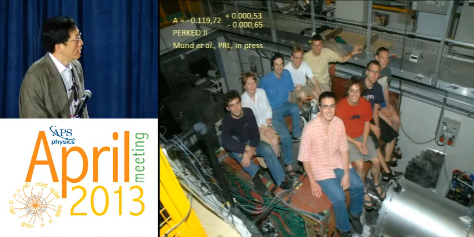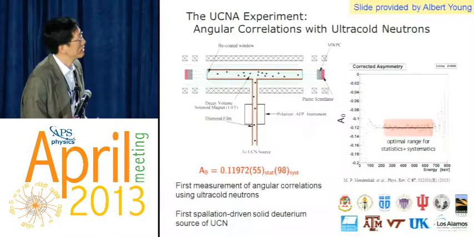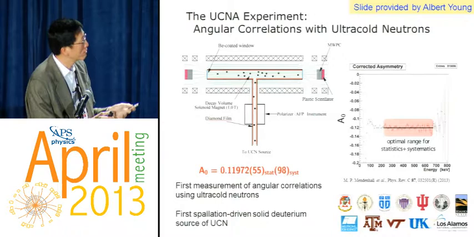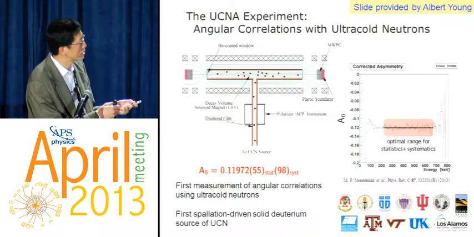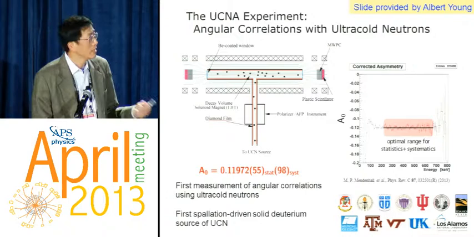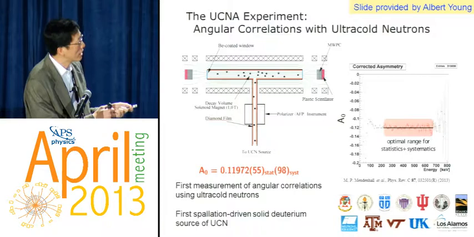And in close collaboration and competition with them is the UCNA experiment. Okay, so here you see, I thank Albert Young for this slide. Here you see ultra-cold neutrons being fed into this detection zone. You have beta counters against the spin and along the spin, and again, a superconducting solenoid to focus the beta particles. So instead of the cold neutrons in the Perkeo case, this is ultra-cold neutrons.